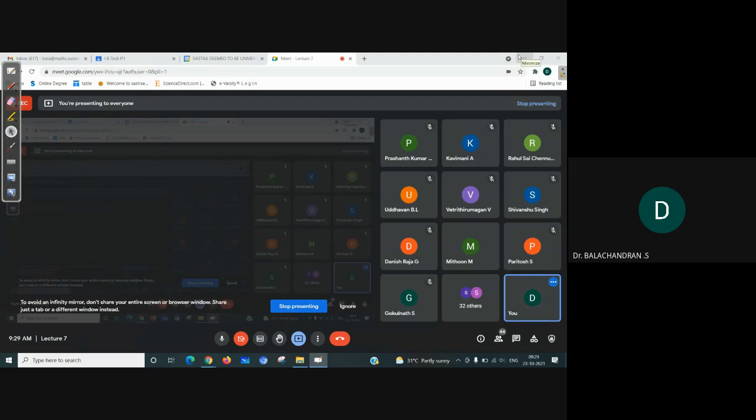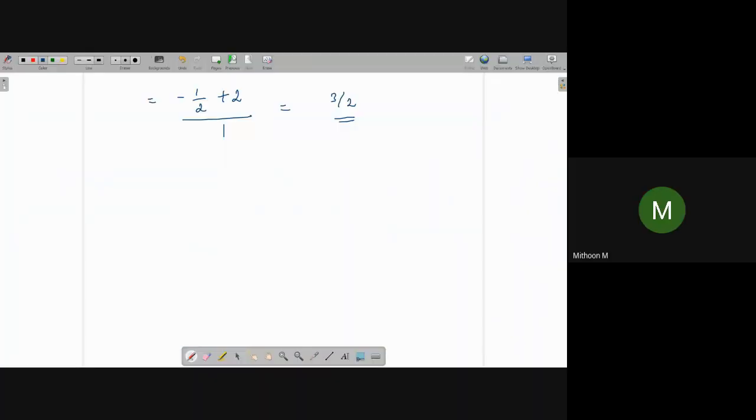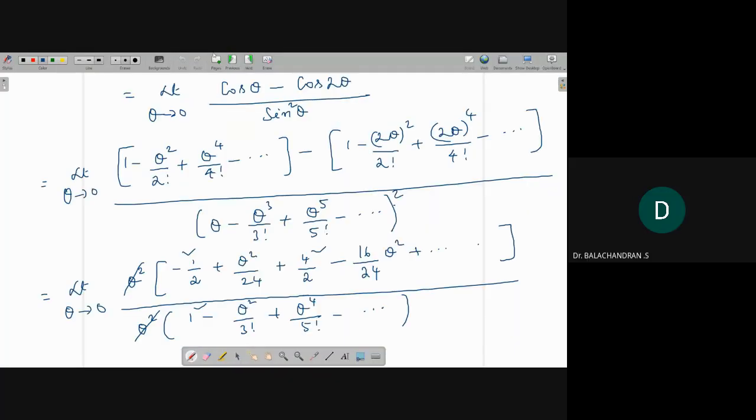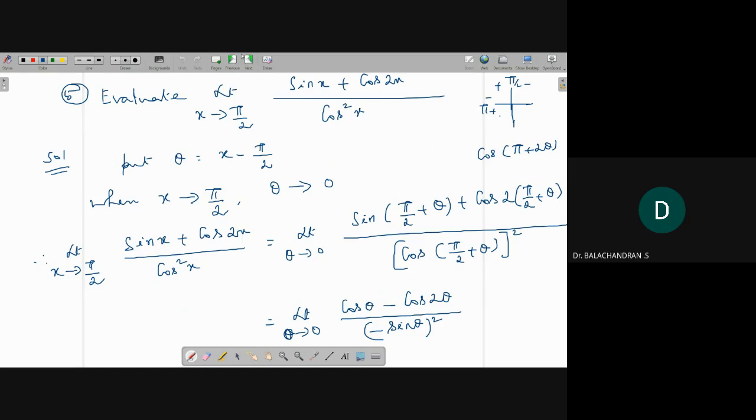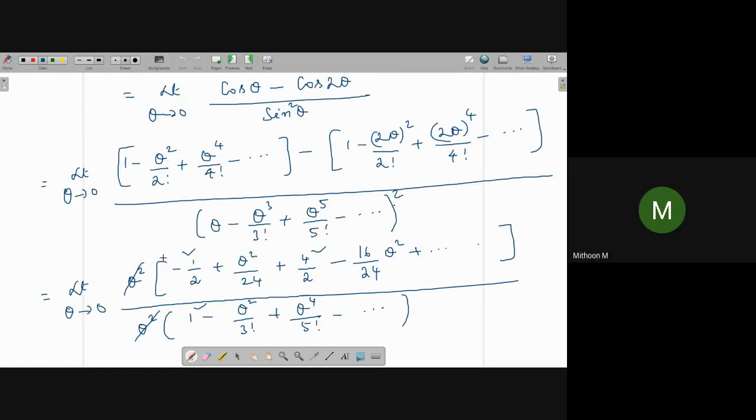Sir, a little bit more, that whole square will come now, sir. Where you cancelled theta square, in the last step. Okay, here I cancelled theta square, but in the denominator I missed the theta square. Okay, thank you.